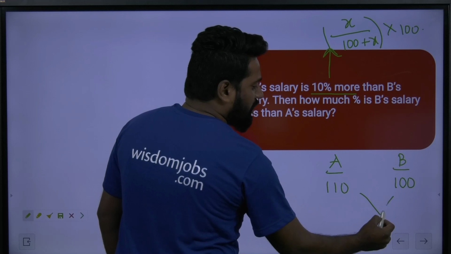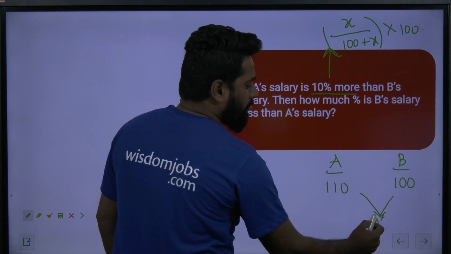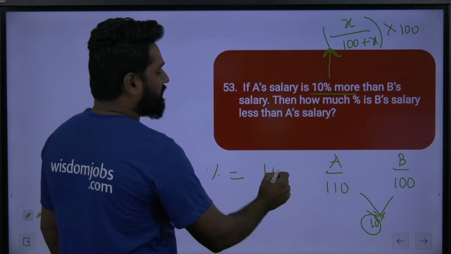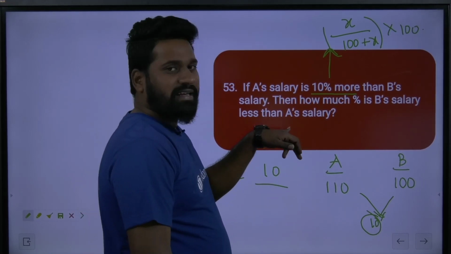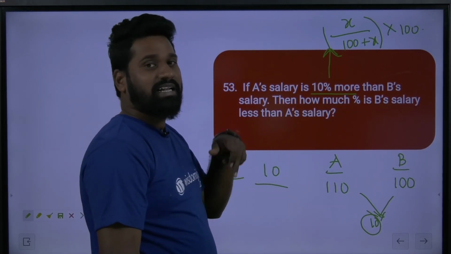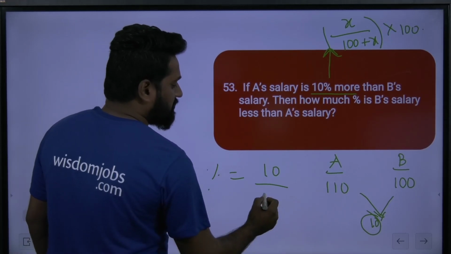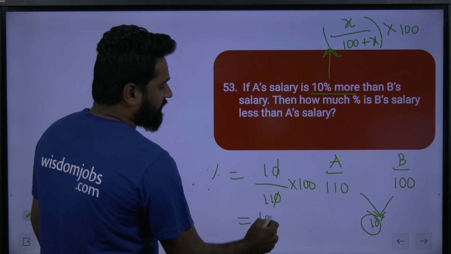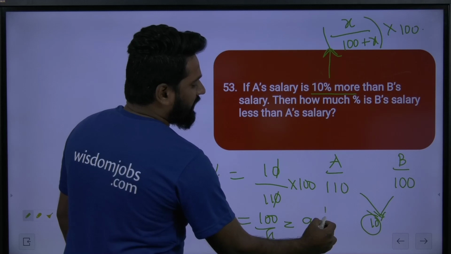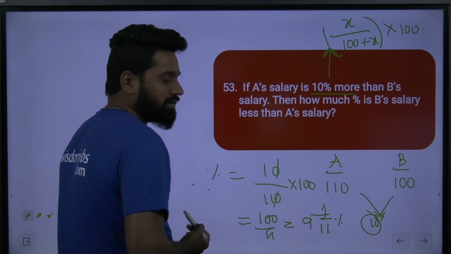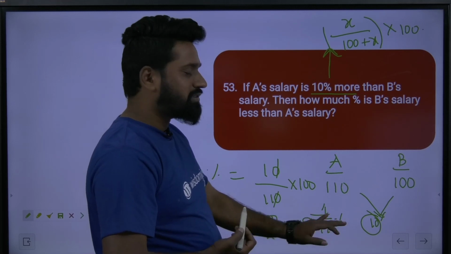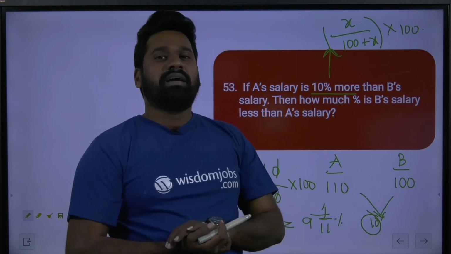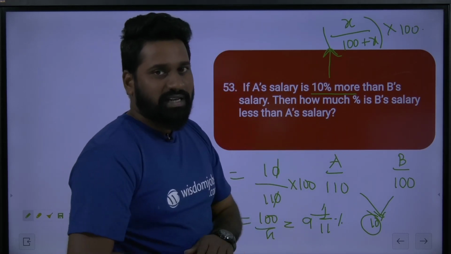Now it is asking how much percent B's salary is less than A's salary. So B's salary is how much less than A's salary? 10 rupees less. So now I am writing percentage is equal to 10 by, he is comparing with A's salary again. B's salary is less than A's salary. So comparing with A means A should be written in the denominator into 100. So 10 by 110 into 100, that is 100 by 11. 100 by 11 is the same as 9 1 by 11 percentage. Is it clear? 11 nines are 99 plus 1, 100. So B's salary is 9 1 by 11% less than A's salary.